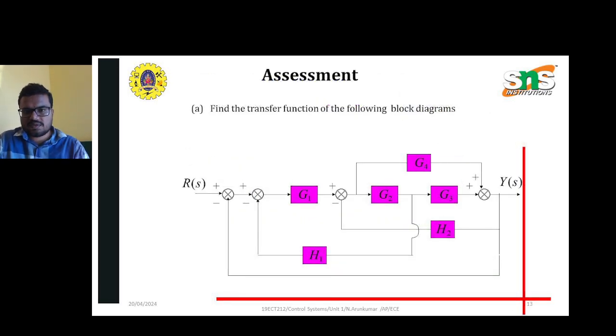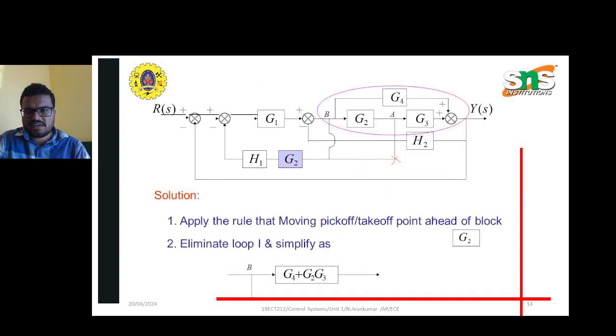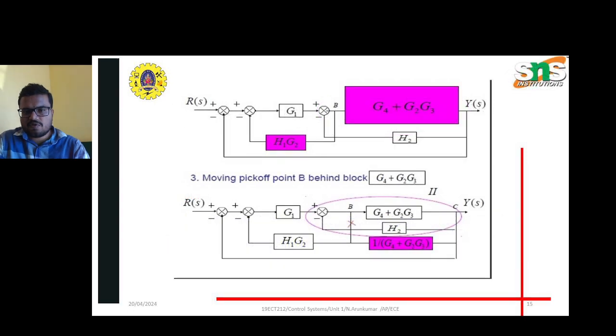One of the assessments I have taken here is reducing the number of blocks in a diagram. In this block diagram, many blocks are connected between the terminals. It has to be reduced based on the properties of the control systems. It can first be reduced by a feedback loop, and the parallel block connected with another block also has to be reduced. After removing the feedback, parallel, and serial paths, the next path will be G4 plus G2 into G3.